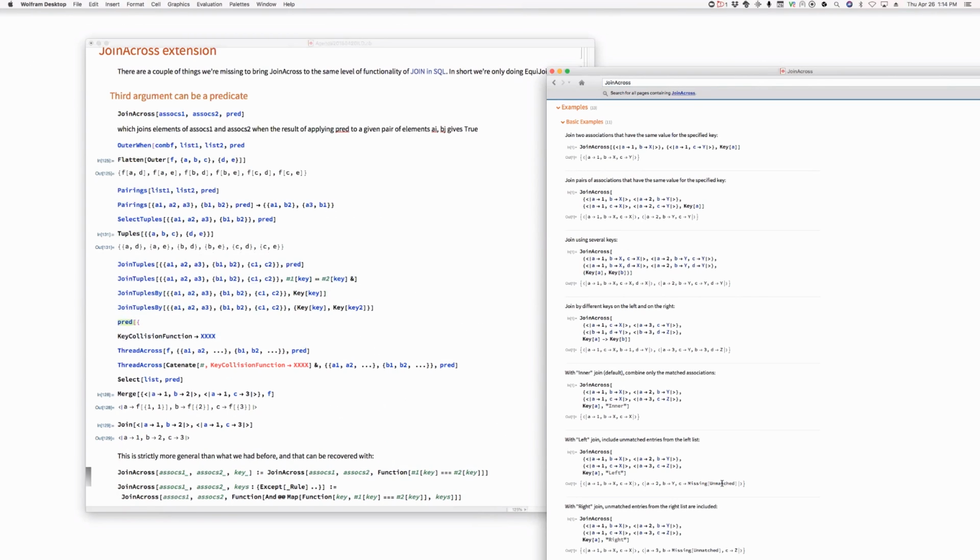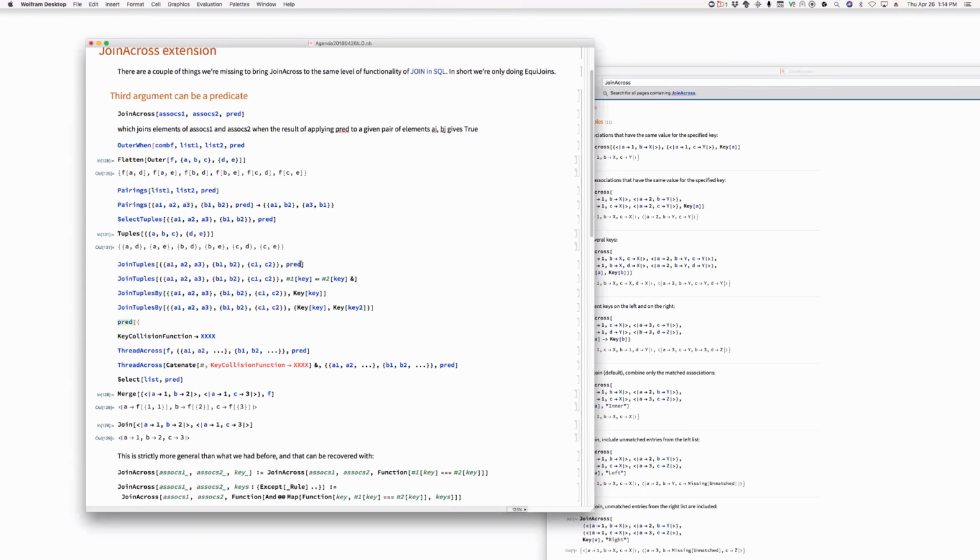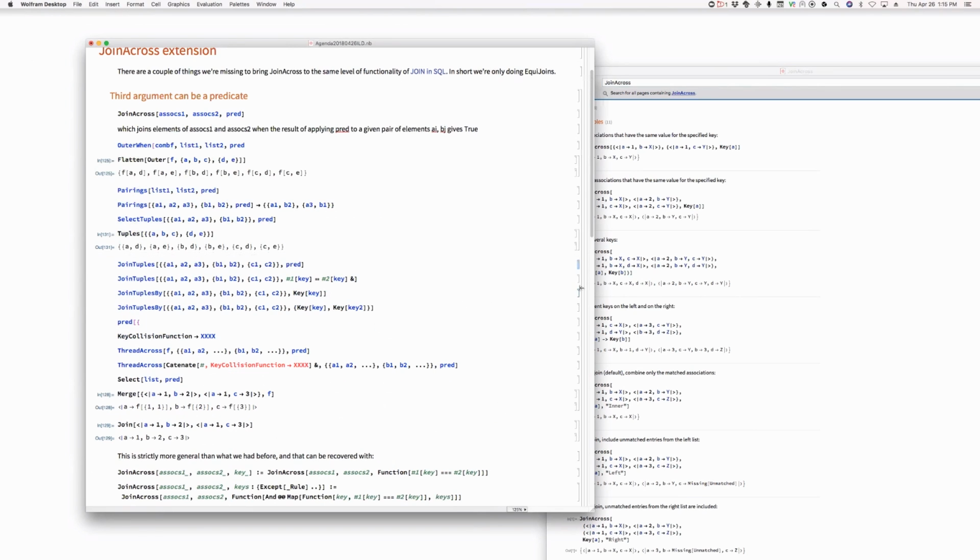But I'm still not completely getting it. So walk me through, in more theoretical terms, in join tuples, where there is a predicate, what is the third argument really doing? What is the general case of the third argument? Do you understand my question?